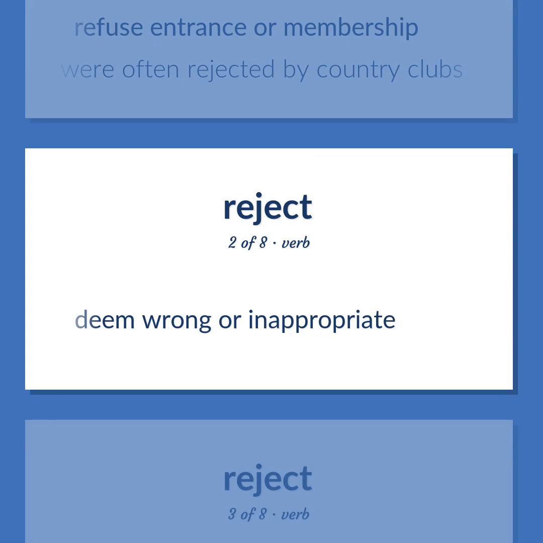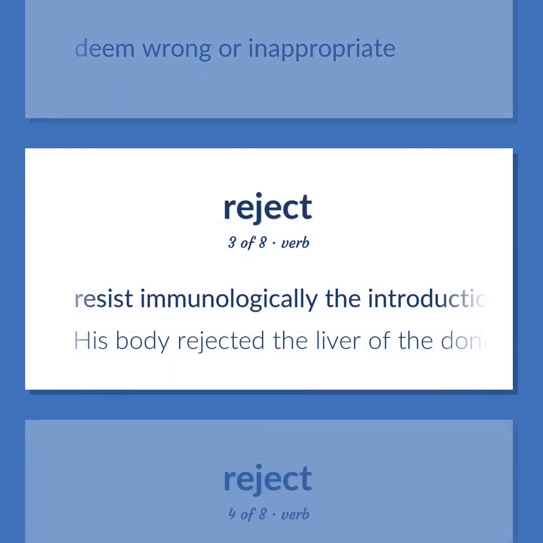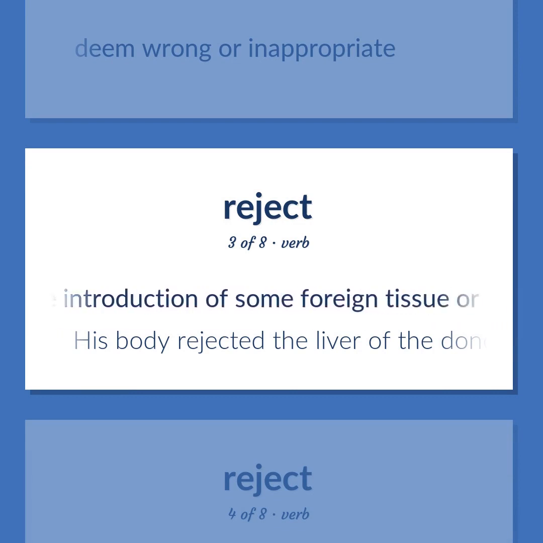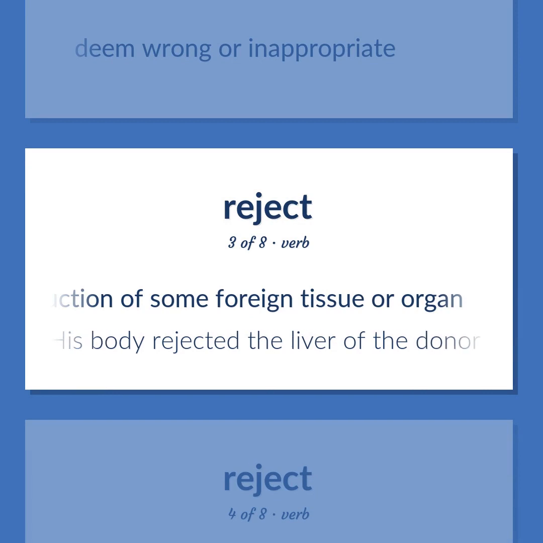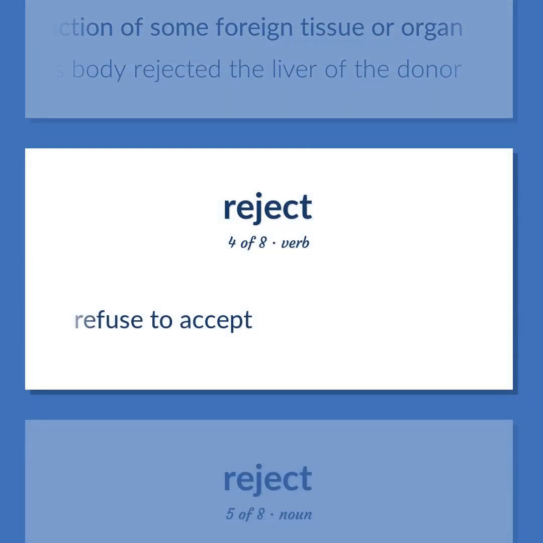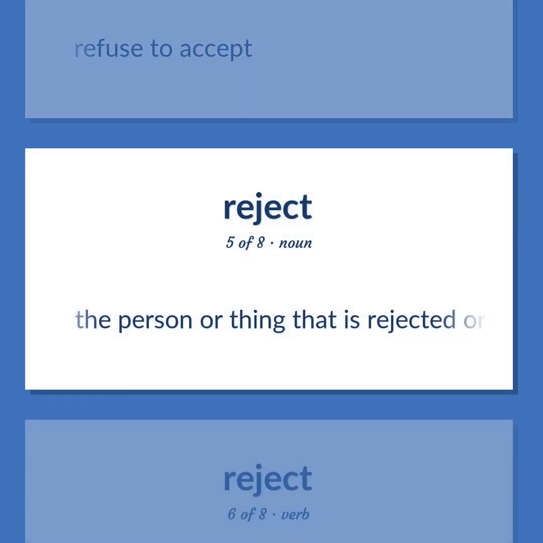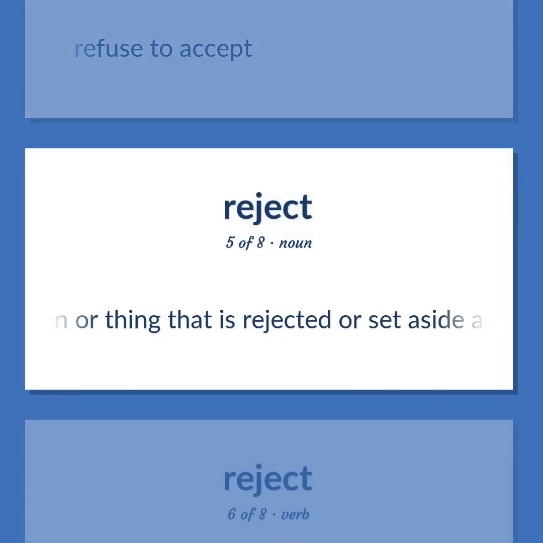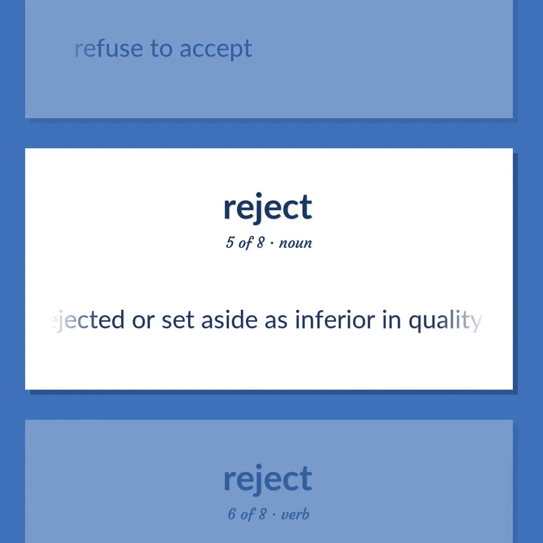Deem wrong or inappropriate. Resist immunologically the introduction of some foreign tissue or organ. His body rejected the liver of the donor. Refuse to accept. The person or thing that is rejected or set aside as inferior in quality.